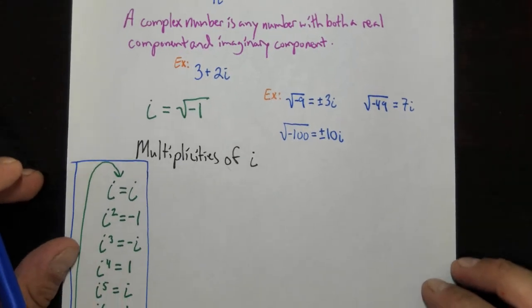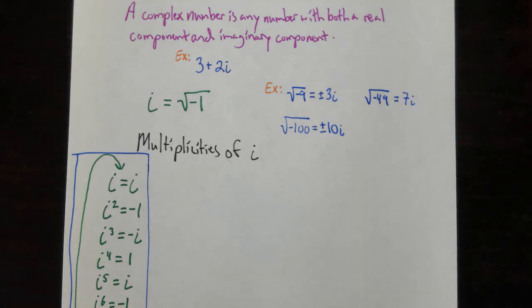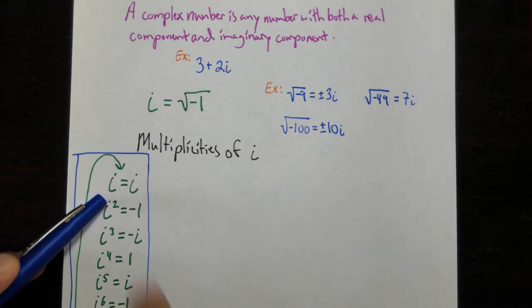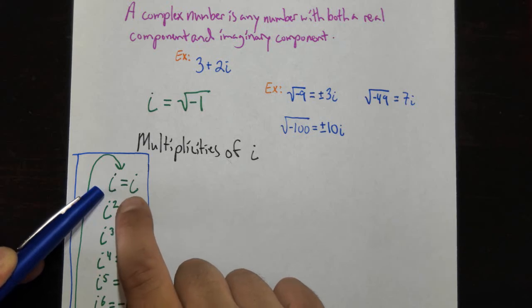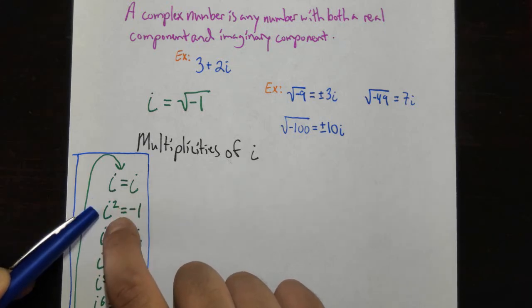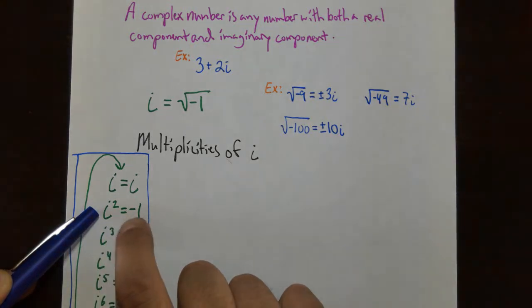Okay, so let's then talk about multiplicities of i. I mean multiple i's being multiplied to itself. So let's start off with this. i is equal to i. That's a statement that is true, right? Anything is always equal to itself. But what if we square i? And I claim here that i squared is equal to negative 1.